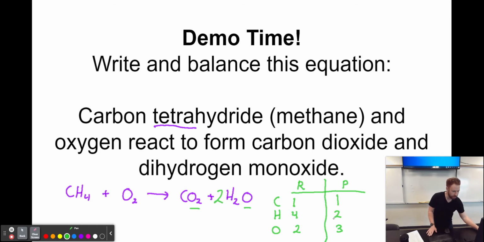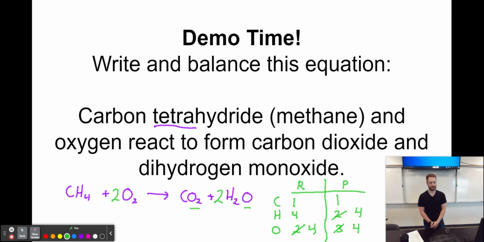That's going to up the number of hydrogens in the products to 4. It's also going to change the number of oxygens to a total of 4. So now my oxygens are imbalanced, and luckily I can just change the amount of oxygen by throwing a coefficient there. If I put a 2, it'll up the number to 4.